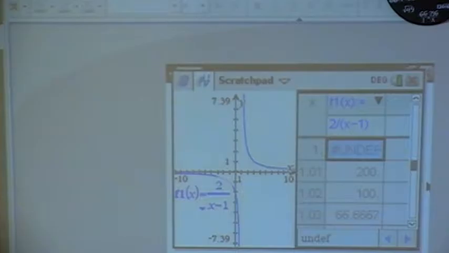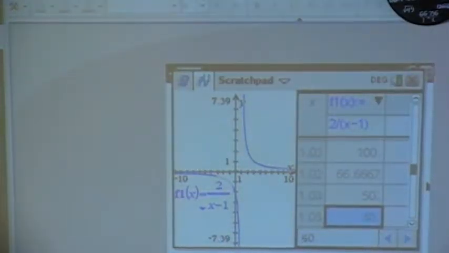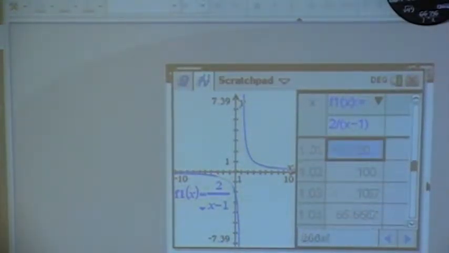Okay, so 1 is still undefined, but look at 1.01. 200, 166. So those are all greater than 4, right? So everything's greater than 4 until I hit 1. Why do you think that is?